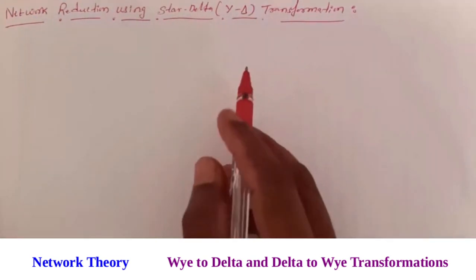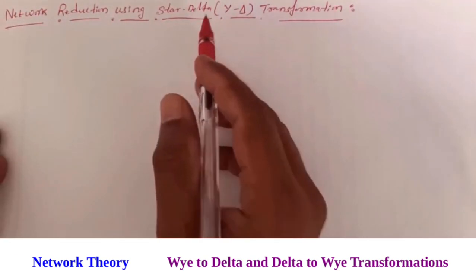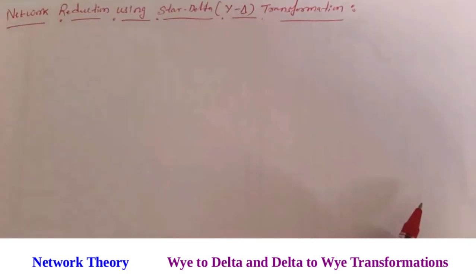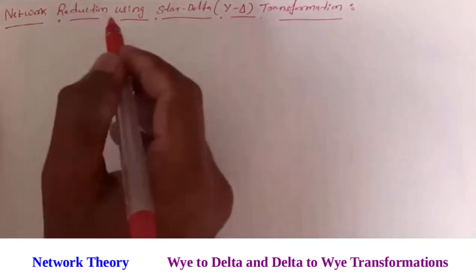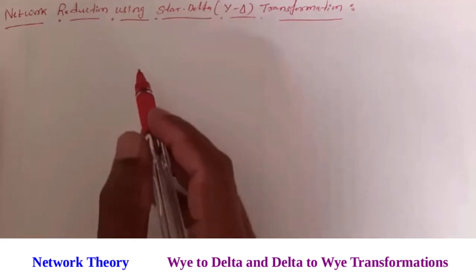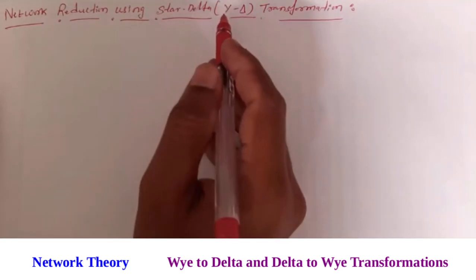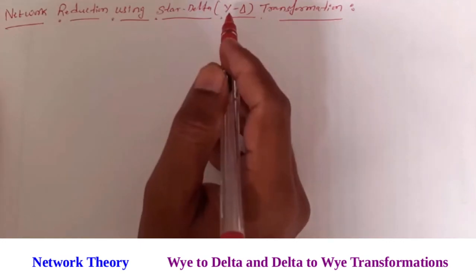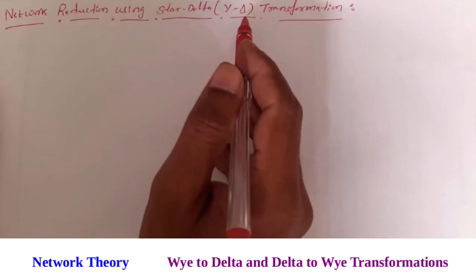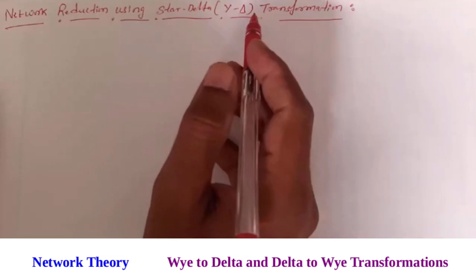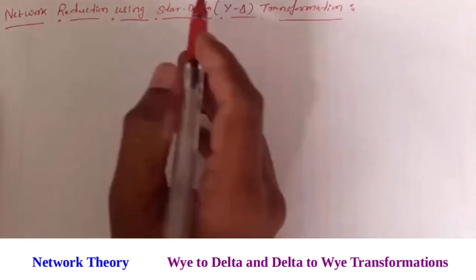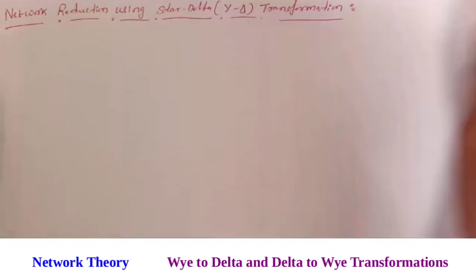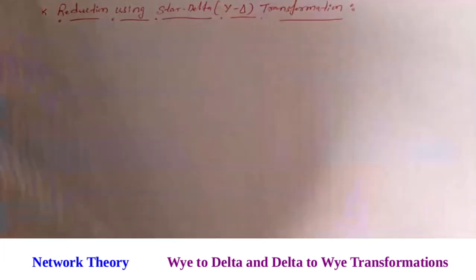So basically, what is this star delta? These are two networks, in the form of a star and a delta. The star network is also called a Y network, and sometimes also a T network, and the delta network is also called a pi network. Before we proceed further, let us see these two networks. One is Y, another one is delta.